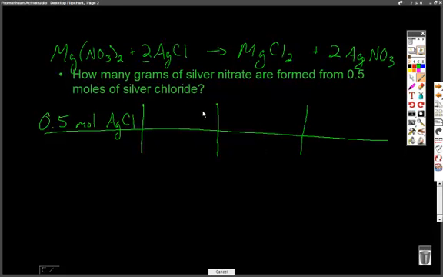So the first step is to get rid of the moles of silver chloride. So we put moles of silver chloride down here.